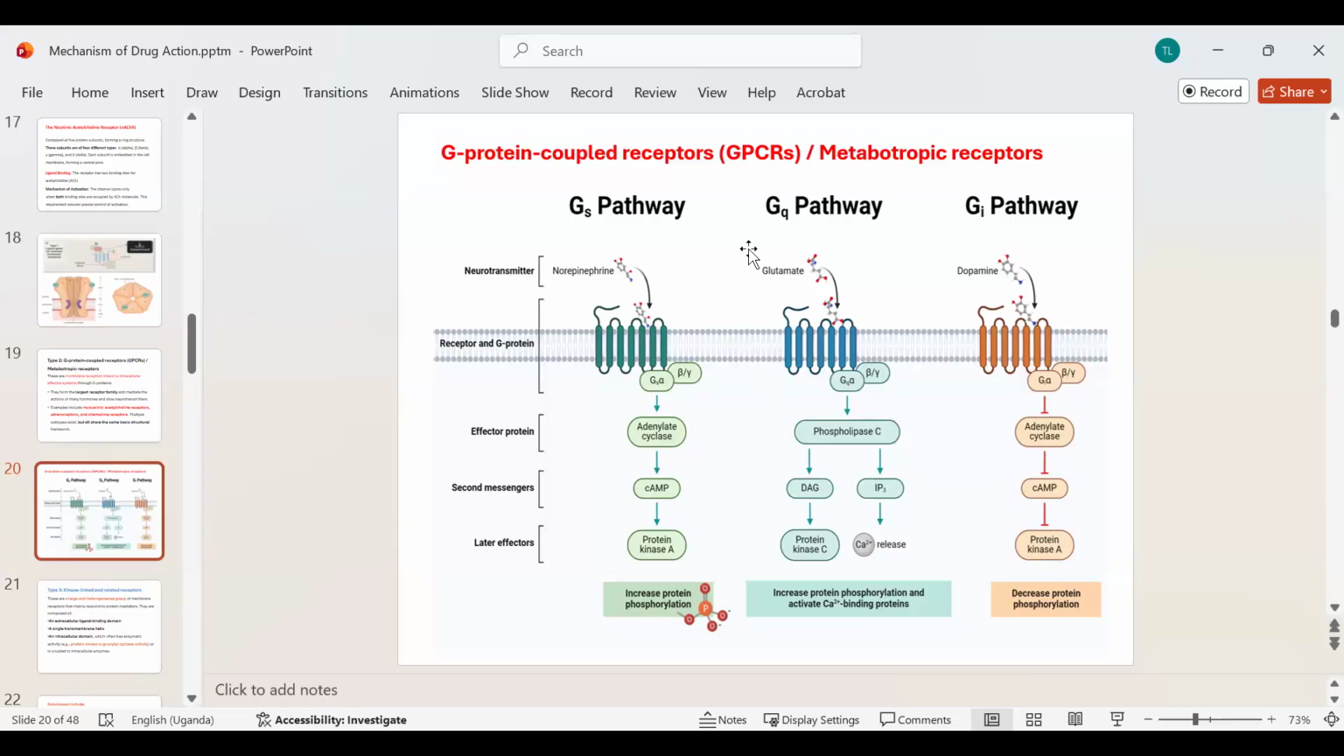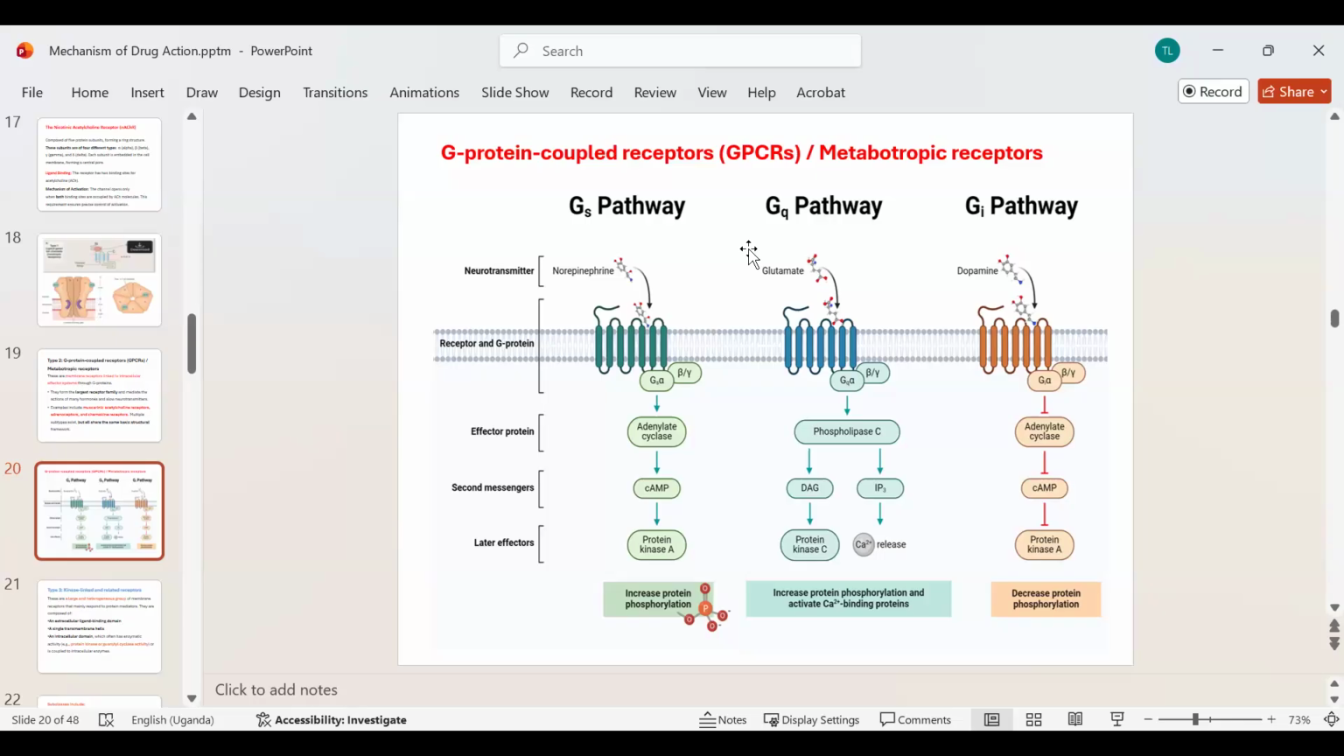Yes, doctor, I'm here. The secondary messengers for phospholipase C are two: we have DAG and IP3. Thank you. Okay, you are 100% right.